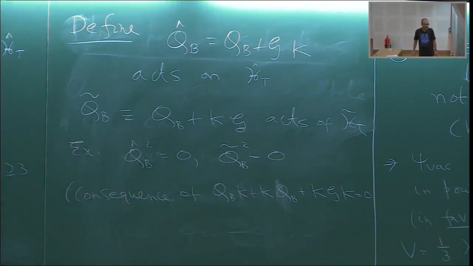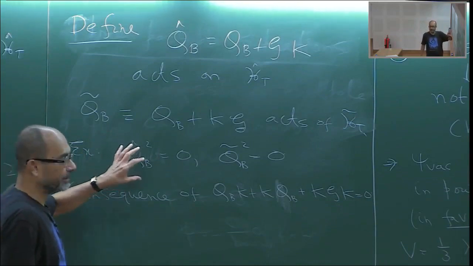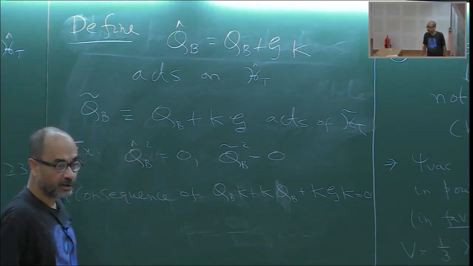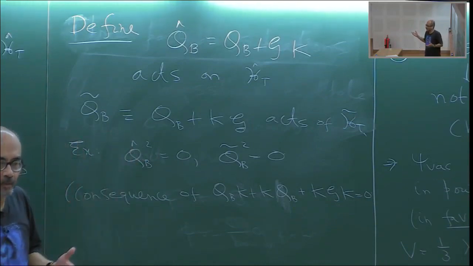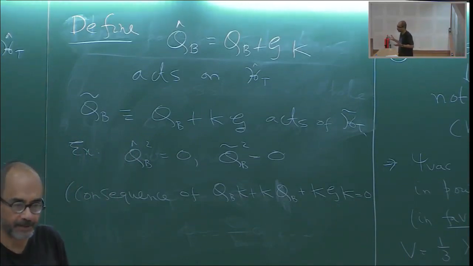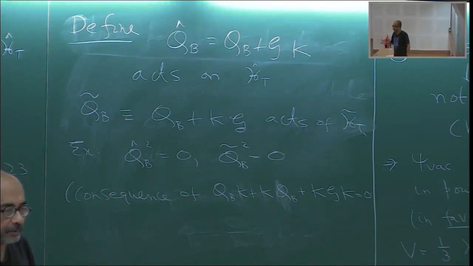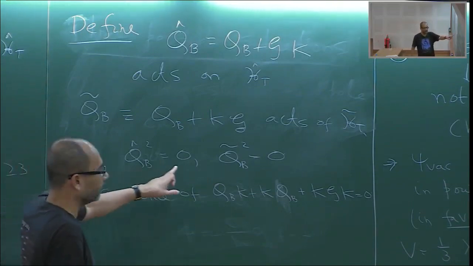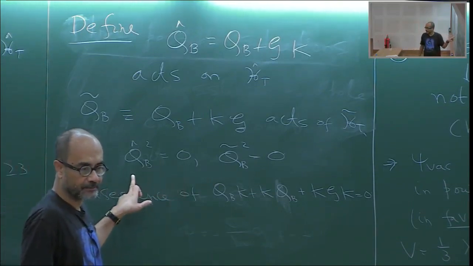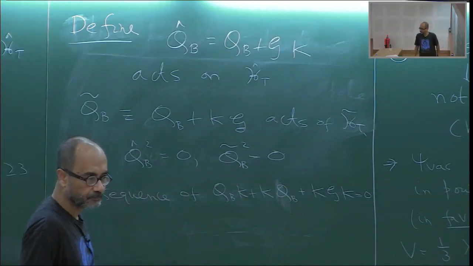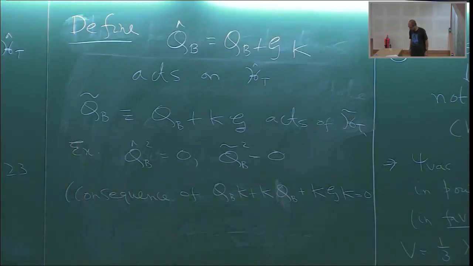So we'll see that this object QB hat in fact plays the role of a new kind of BRST operator. You can call this a renormalized BRST operator, which takes into account the effect of the quantum corrections. Nevertheless, it is something that squares to 0, as long as psi vacuum satisfies equations of motion. Is this clear?